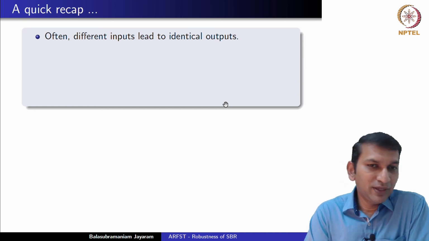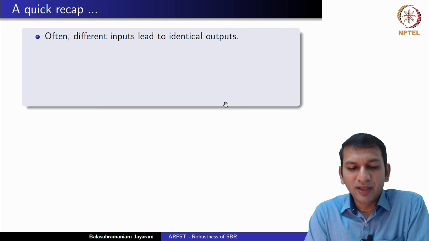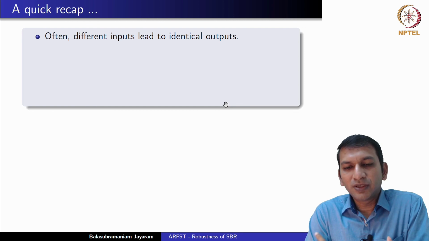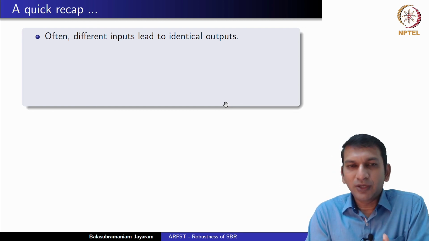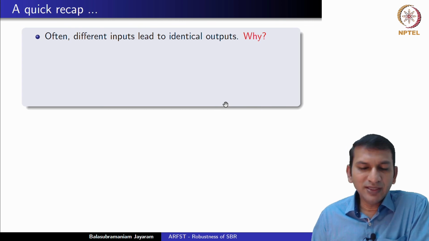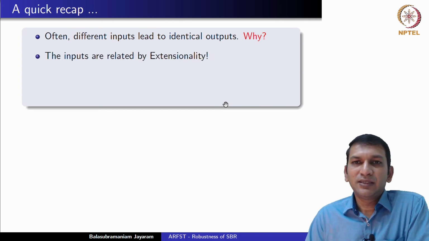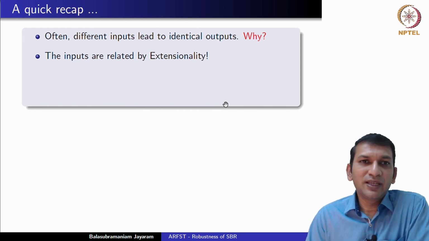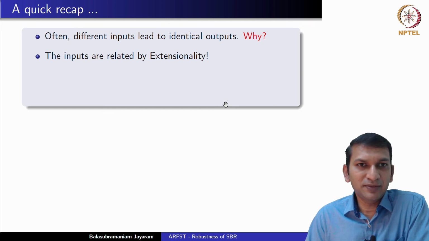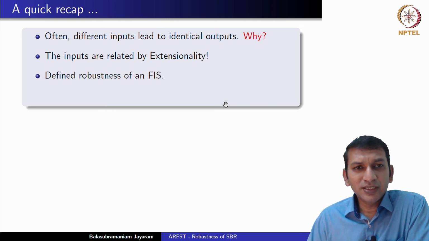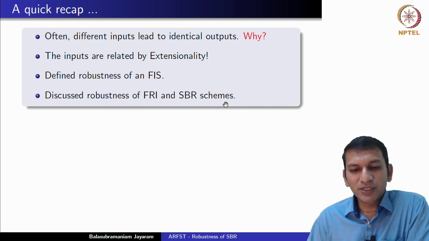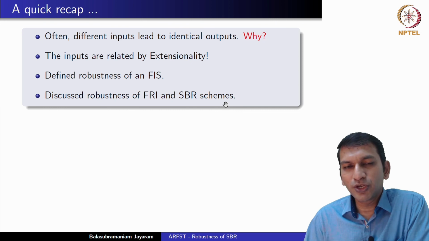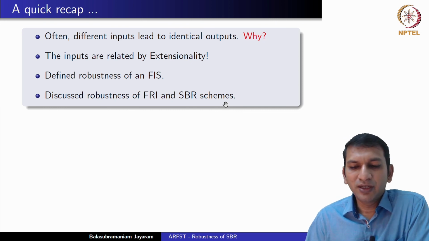A quick recap of what we have done throughout this week. We noticed in the very first lecture during this week that different inputs can lead to identical outputs, but not always. So we asked the question, why does it happen? Then we came up with the answer that two fuzzy sets will give us identical outputs if they are related to each other in terms of extensionality. We defined robustness in terms of this. We discussed robustness of FRI schemes, that of the compositional rule of inference, and the Bandler-Kohout subproduct, and also that of similarity based reasoning schemes.